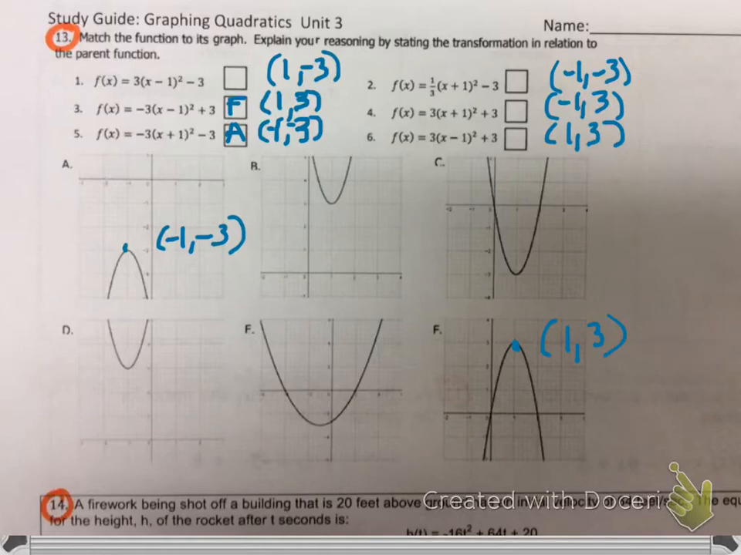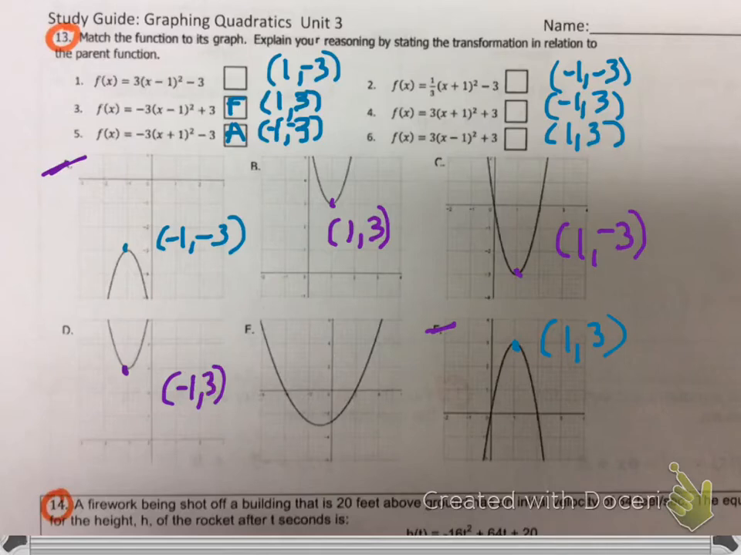Alright, so looking at my graphs, I'm going to start labeling the vertex. So A is done and F is done. Let's label the vertex of part B. Looks like the vertex right here is at 1, 3. Part C, right here, this would be 1, -3. Part D, right here, this would be -1, 3. And then part E, it looks like it is in between. Let me see. I gotta look at a picture here a little bit closer. We're counting by 2s. Okay, so it's -1, -3.